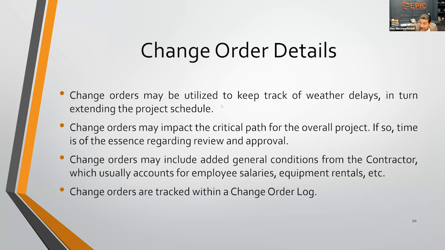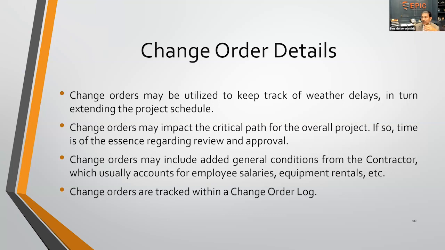Change orders may also include added general conditions from the contractor, which would account for any employee salaries, any equipment rentals, so on and so forth. An easy example would be a facade restoration project with multiple swing stages, and the change order was for weather delays for 2 months. If a hurricane hit South Florida and they had to demobilize all the swing stages and remobilize, there will be an impact on the general conditions specifically to account for that unforeseen condition, or quote unquote act of God, which will also be stipulated within the contract.